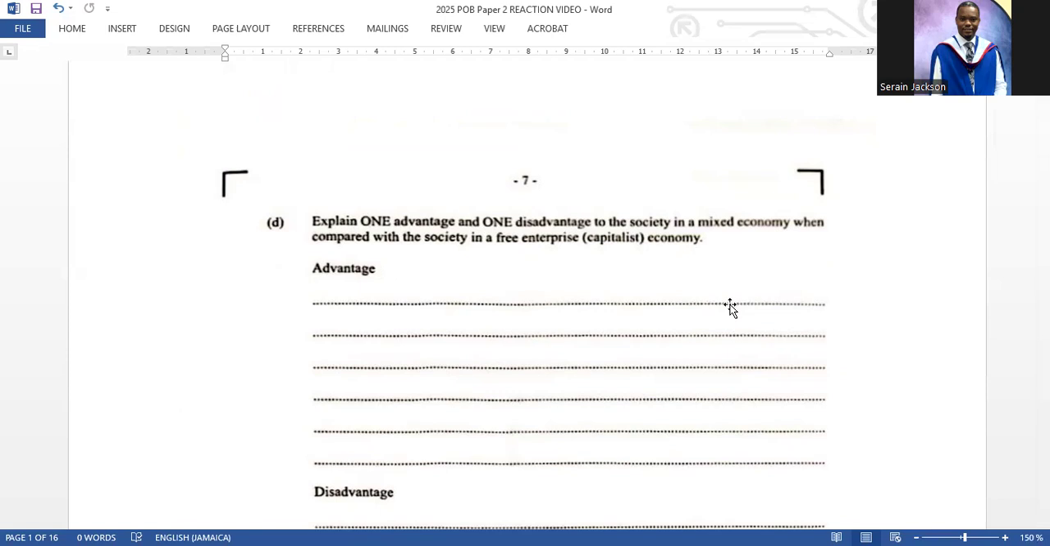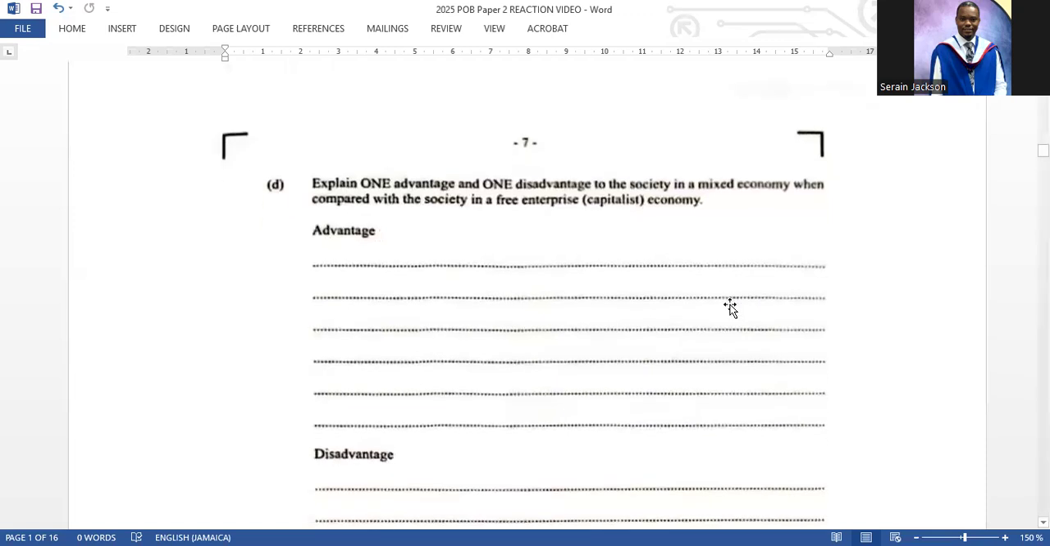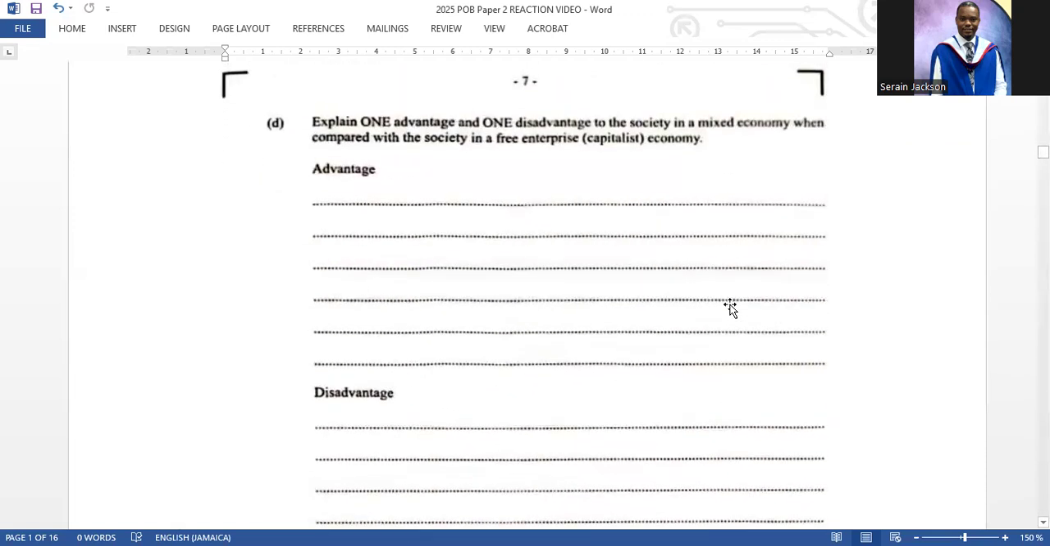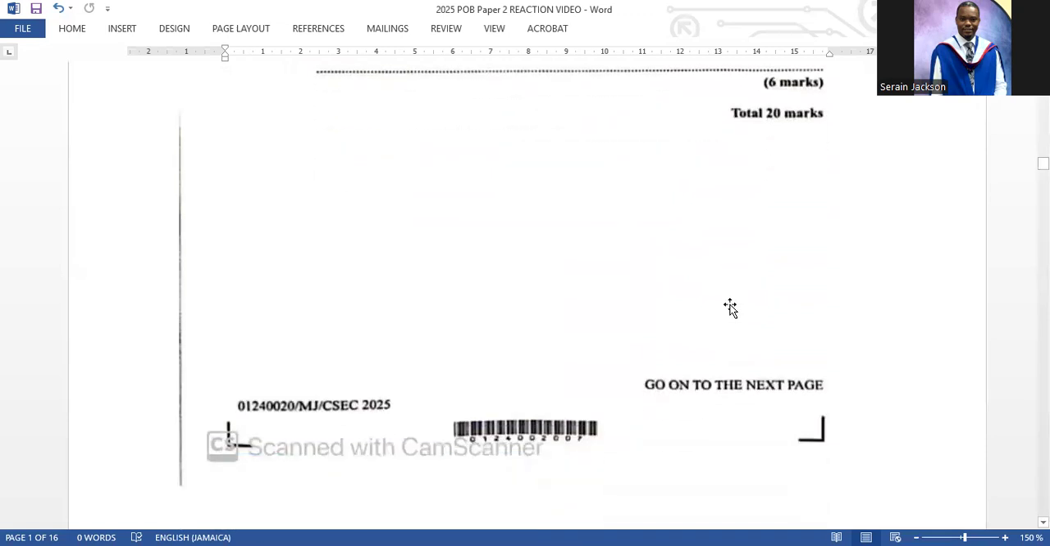So that is what economic system. I did say economic system. When compared to the society in a free enterprise or capitalist economy, they're basically asking you for one advantage and one disadvantage of the mixed economy.